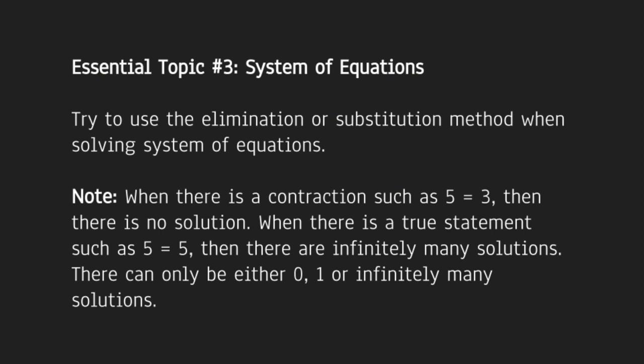But note, when there is a contradiction, such as 5 equals 3, then there is no solution. When there is a true statement, such as 5 equals 5, then there are infinitely many solutions. There can only be 0, 1, or infinitely many solutions when dealing with two equations and two variables.